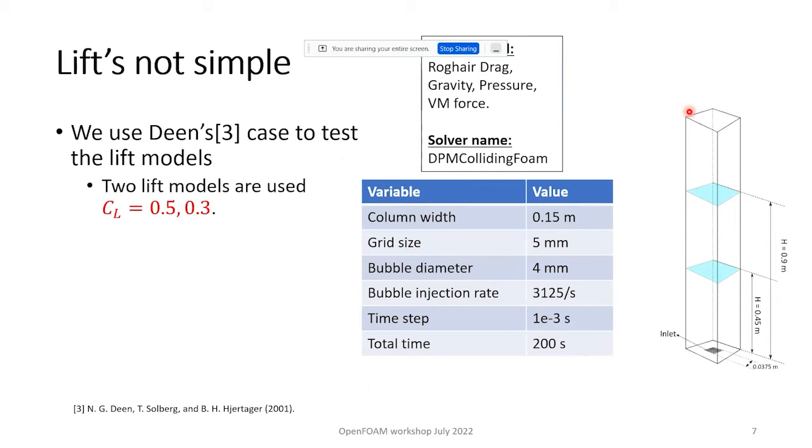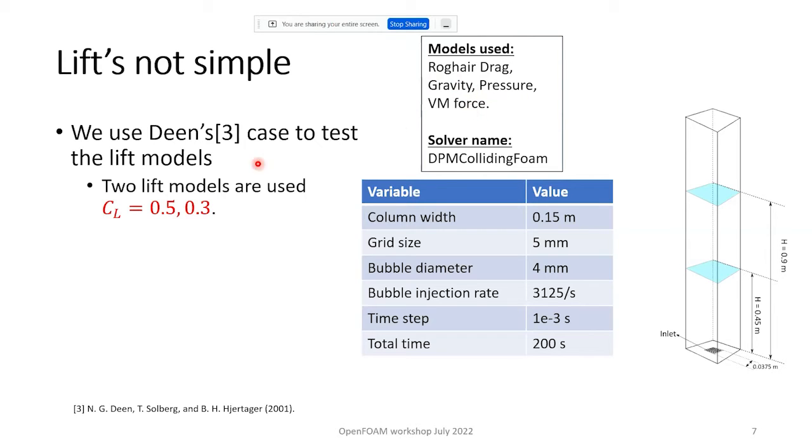We have a column setup from Dean's case with 2 column liquid heights, 0.45 meter and 0.9 meter. The column width is around 0.15 meter, the grid size is 5 millimeter, and the bubble diameter is 4 millimeter. The injection rate and all of the details are given here. The solver name, I've called it DPM colliding foam. And these are the different models I use. The first ones are the drag, gravity, pressure, and virtual mass force.